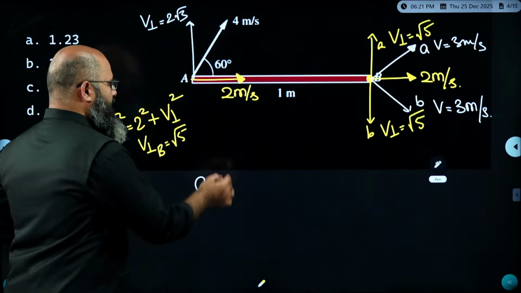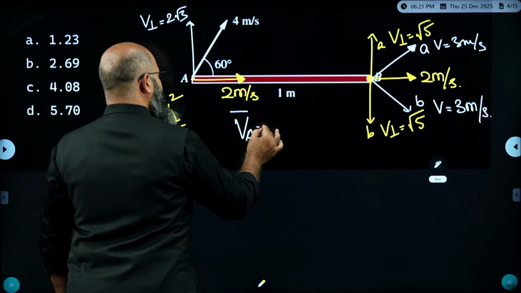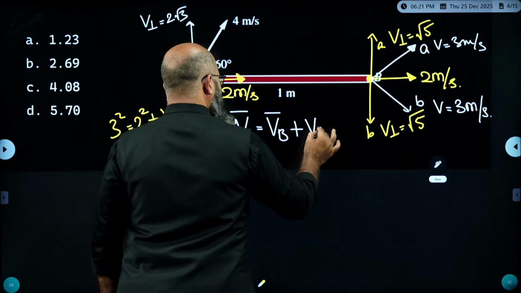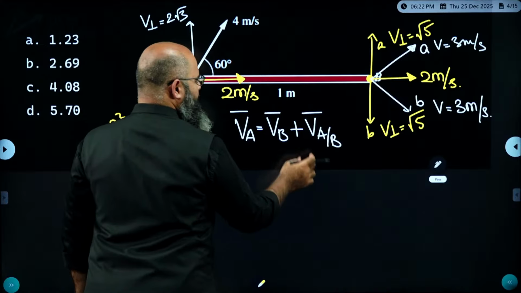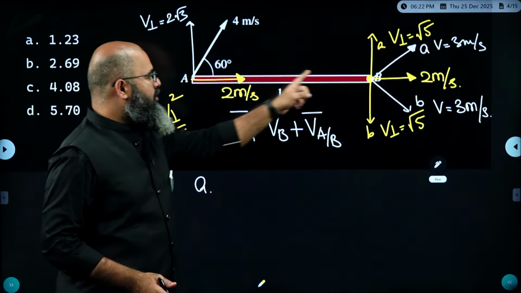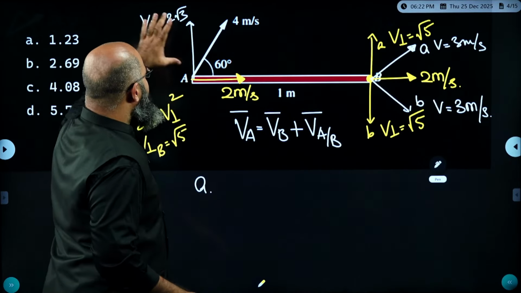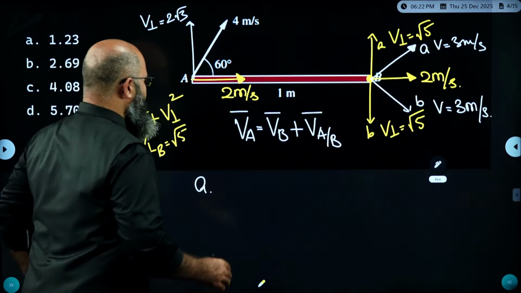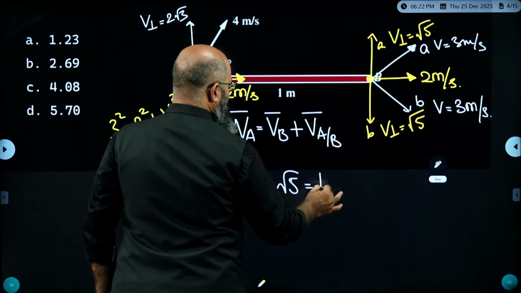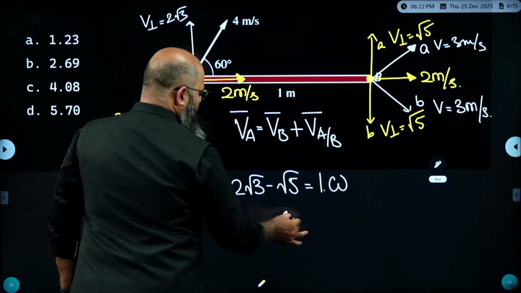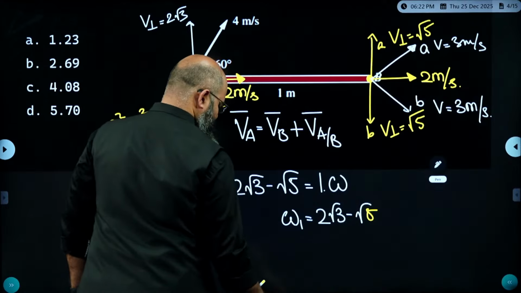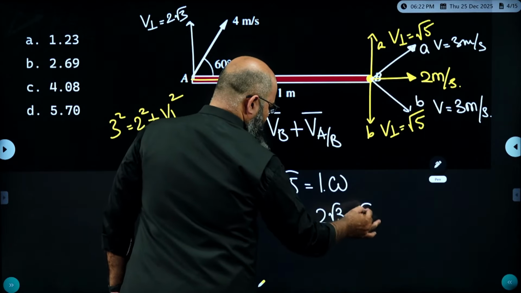You should know from vector concept, the value of VA vector is equal to VB vector plus velocity of A with respect to B vector. This is supposed to be equal to radius multiplied by omega. The radius is equal to 1 meter. This velocity over here, in A bit, is 2 root 3 minus root 5. So I can say 2 root 3 minus root 5 is equal to 1 times omega. So the value of omega is equal to 2 root 3 minus root 5.